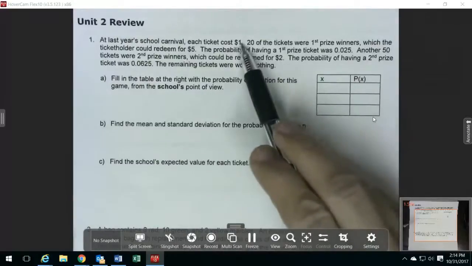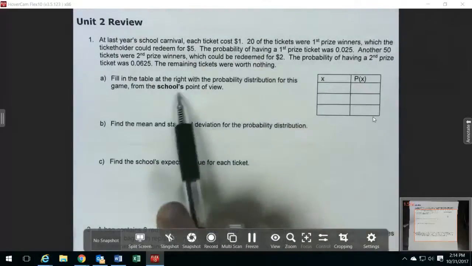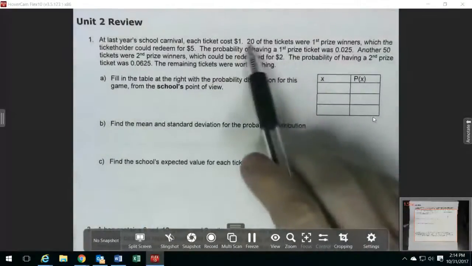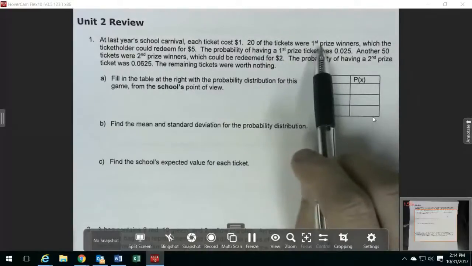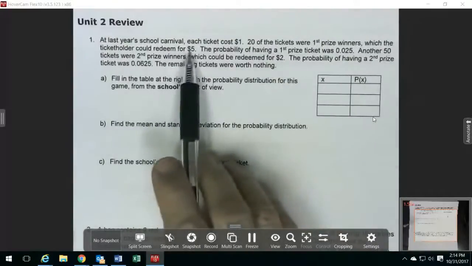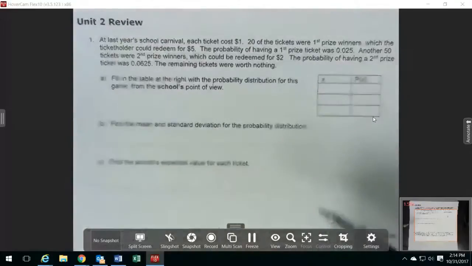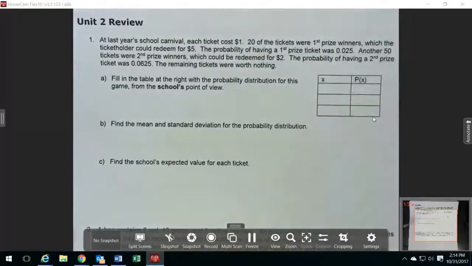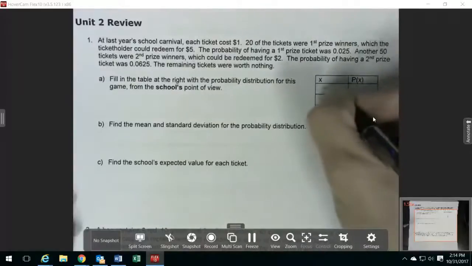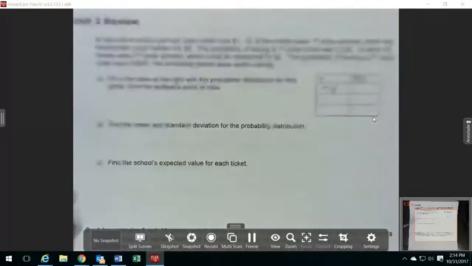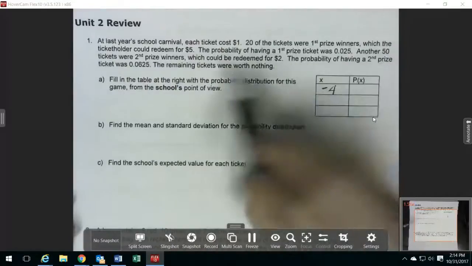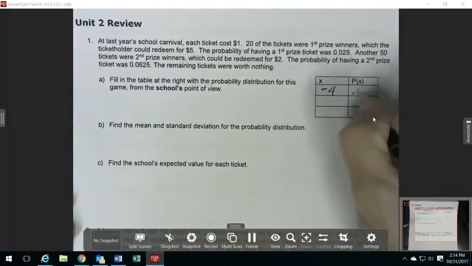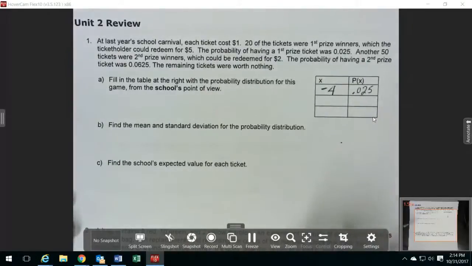So we have a $1 ticket cost to start with. And then when we're doing this, we're also looking at the outcomes from the school's point of view. So if we have these tickets that were first prize winners, the ticket holder can redeem them for $5, which means the school is paying out $5 for each one of those tickets. But for each one of those, they already got $1 from the person who bought the ticket. So their net loss on those tickets is a -$4. And then for those tickets, the probability of having one of those tickets was 0.025.